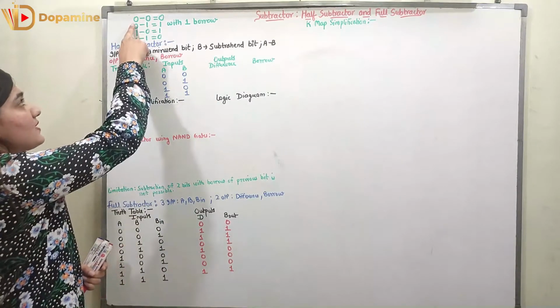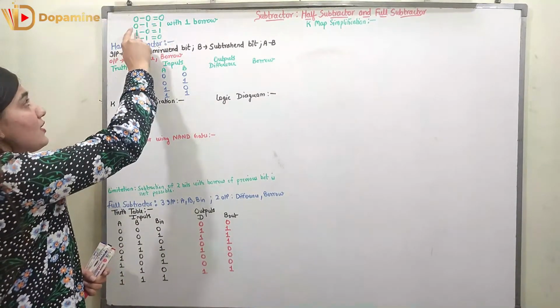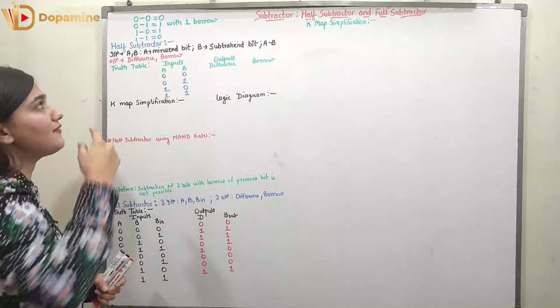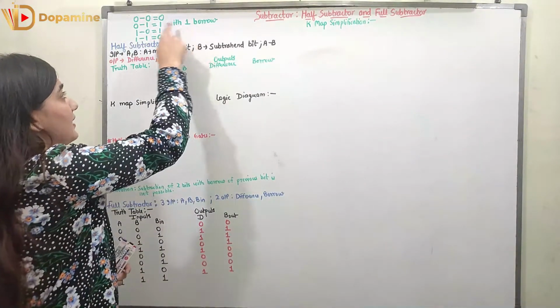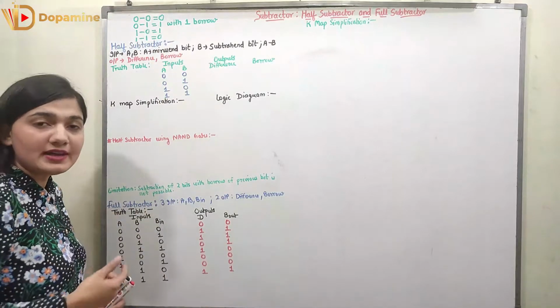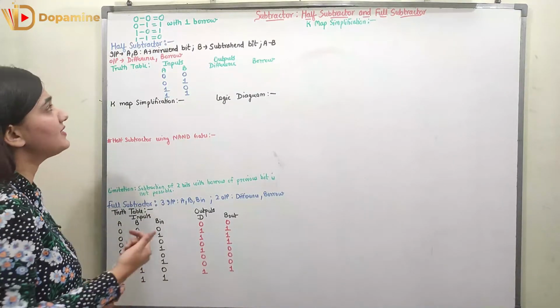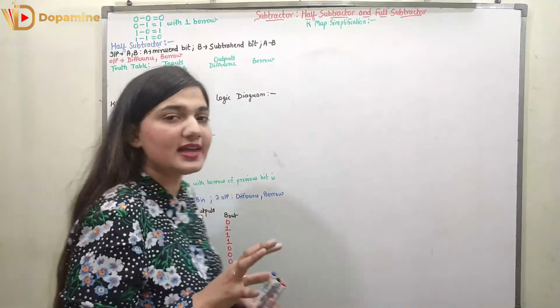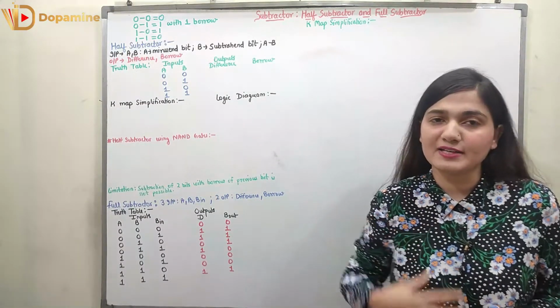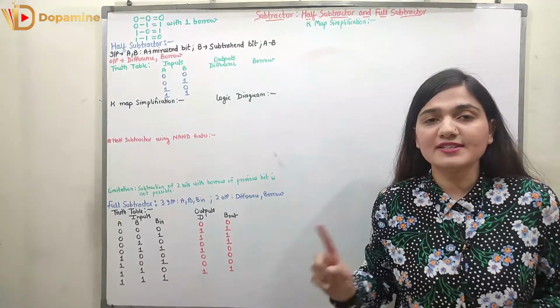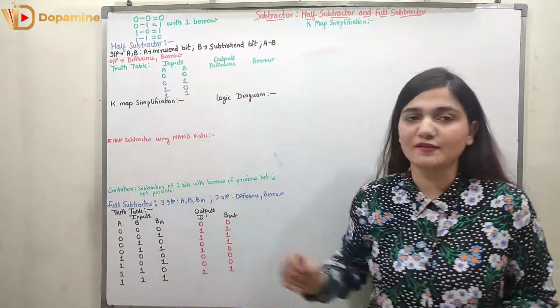Like if I have two bits, 0 minus 0 will give me 0. If I subtract 1 from 0, I will get 1. But here I will be having a borrow also, which is 1. 1 minus 0 will give 1 and 1 minus 1 will give me 0. So this is the basic operation that we have, and for that we will be having the half subtractor as well as full subtractor. So let's start our discussion with the half subtractor first of all.